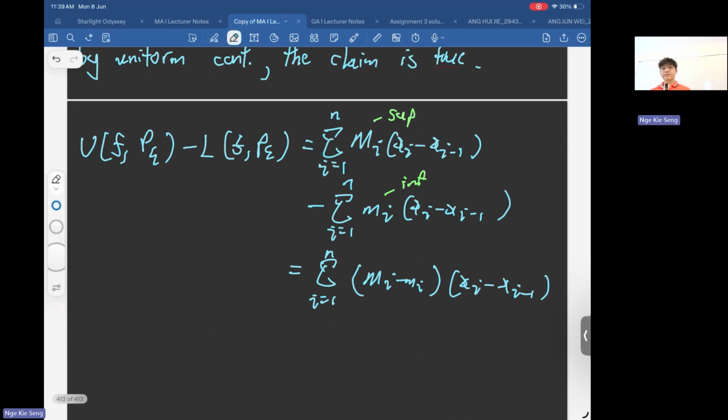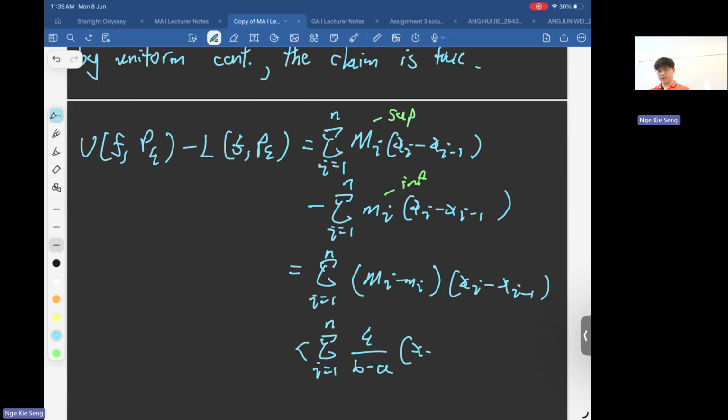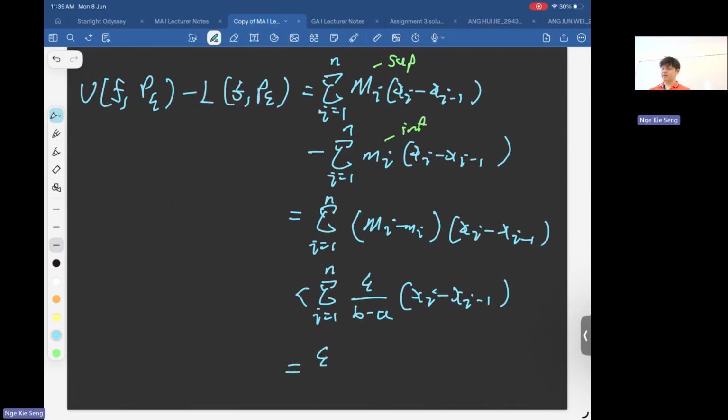Just now we proved that this M_i minus m_i is less than epsilon over (b minus a), times delta x_i. Epsilon over (b minus a) is just a constant. If you sum up all your subintervals, you get the whole interval. Summing up all the differences of your endpoints gives epsilon over (b minus a) times (b minus a), which is epsilon. Done.